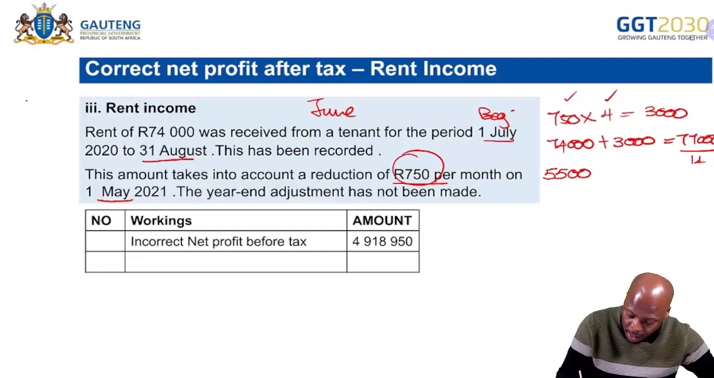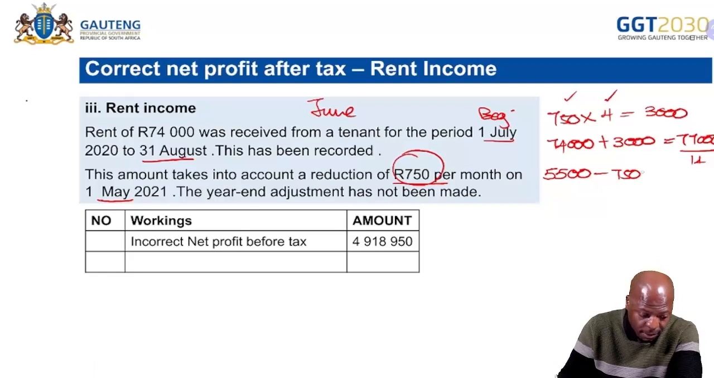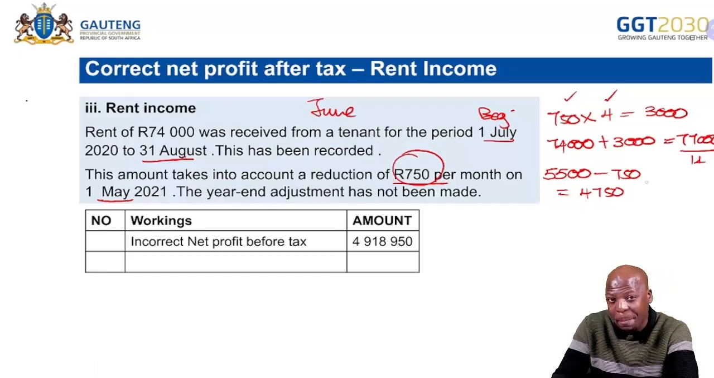That means I need to come here and I need to say rent has decreased by how much? Rent has decreased by 750 per month. So it's 5.5 minus 750, and it gives me 4,750. This is rent per month after decrease now. Okay, let me do it again.